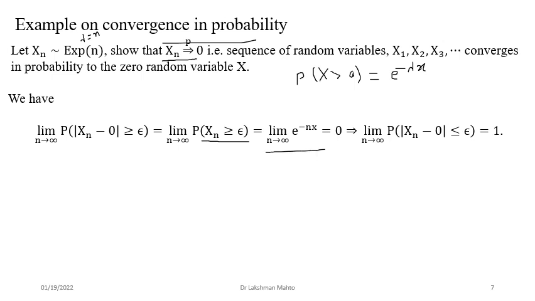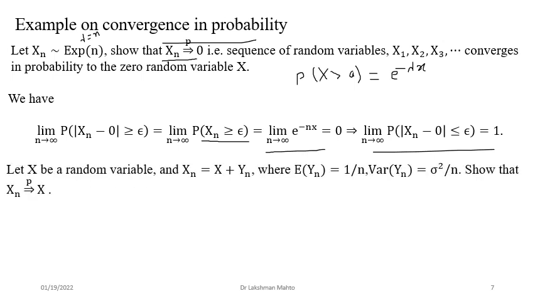Here we had already seen the limiting value of this probability when n approaches infinity. The probability that xn is epsilon away from zero has limiting value zero, and hence it simply implies that xn must be within epsilon distance of zero when the sample size, n, goes to infinity. So with probability 1 minus 0, which is 1, with high probability, it is within epsilon distance of 0. This convergence is convergence in probability.